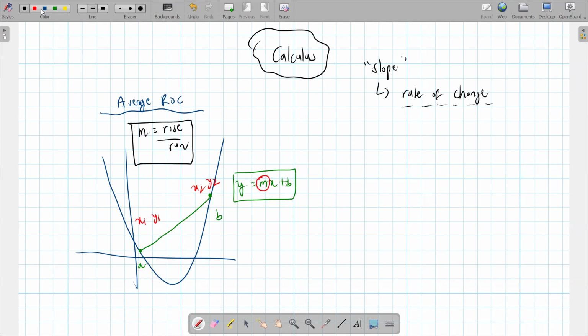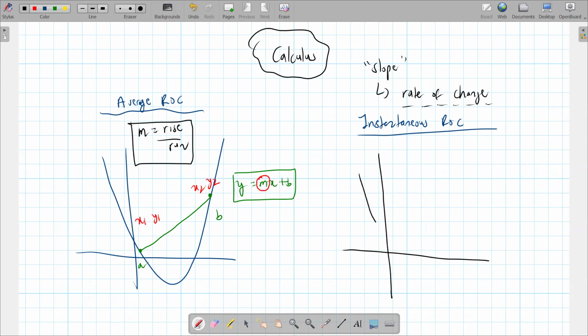On the other hand, you can have instantaneous rate of change. Now this is not between 2 points. This is strictly at 1 point. So now you only have 1 point, A. What instantaneous rate of change is, is the slope of the tangent line.